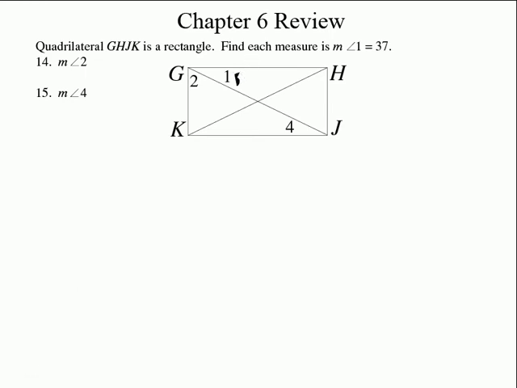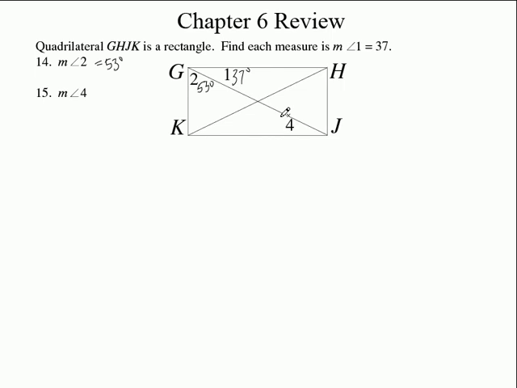Okay, let's try this again. Angle 1 is 37 degrees, so that is 37 degrees right here. It says it's a rectangle, so we know that this must be a right angle. So if this is 37 degrees, this angle right here is 90 minus 37. 90 minus 37 is 53 degrees, so angle 2 is 53 degrees.